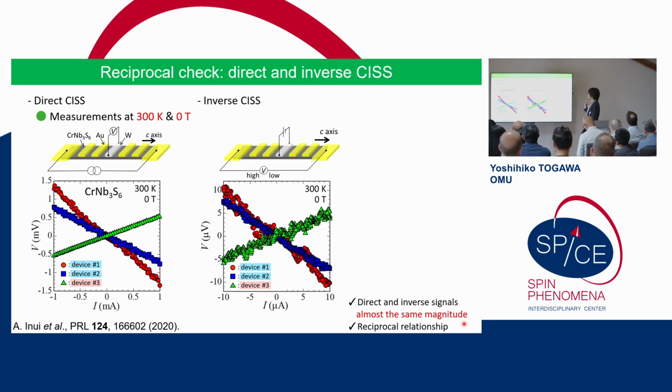Then let us check the non-reciprocal relationship. This is the inverse effect. Again, we apply the current to the electrode. Then even in this case, we have a longitudinal signal. The sign of the signal coincides with the direct effect, and the magnitude is almost the same. So it's really a reciprocal relationship that holds in this phenomenon.